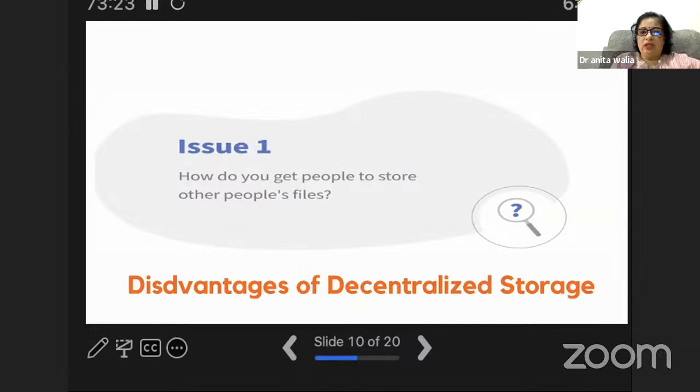The number one issue is how do we get people to share other people's files? Because it is a kind of sharing where everybody has your file. So why will a person share your file?